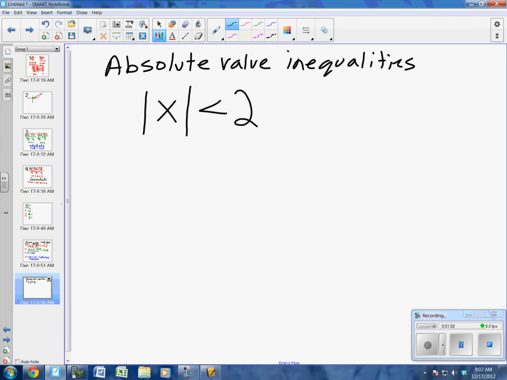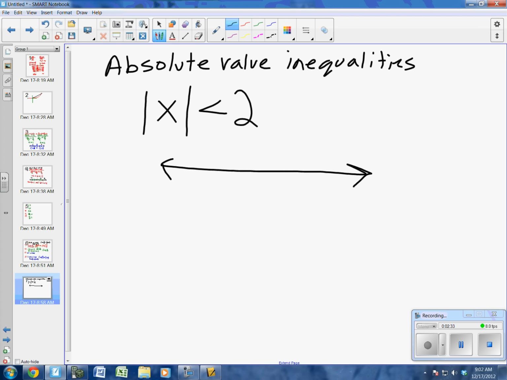Okay, if I put negative 100 in here, took the absolute value, I'd get a positive 100. Is 100 less than 2? No. Okay, give me another number. 0. 0 would work. The absolute value of 0, 0 is less than 2. True. What else? How about negative 1 and positive 1? That will work. What about 1.5? What about negative 1.5? What about 2.5? What about negative 2.5?